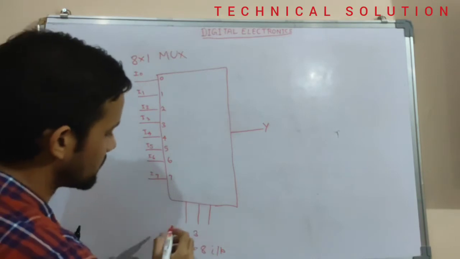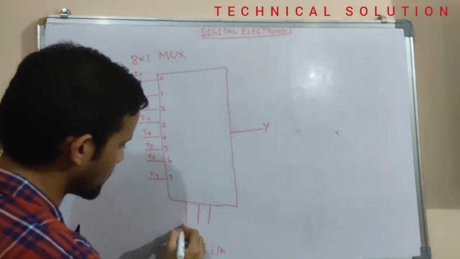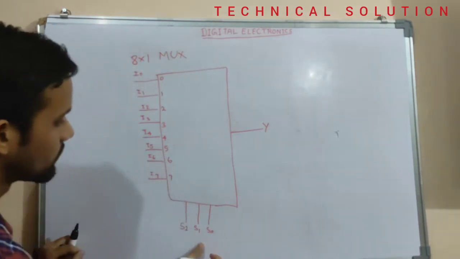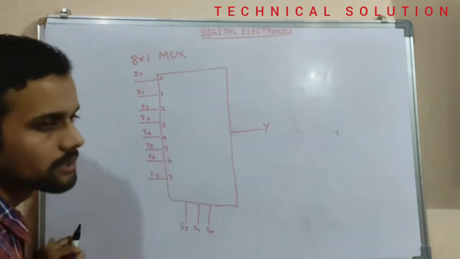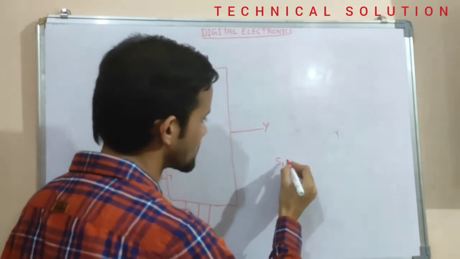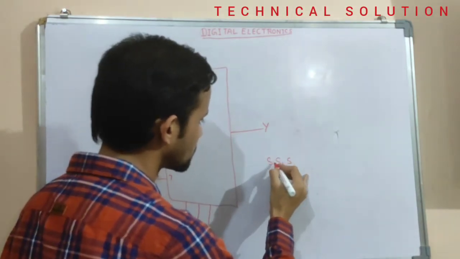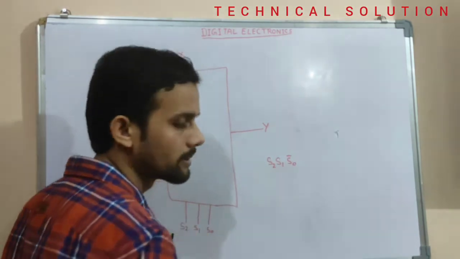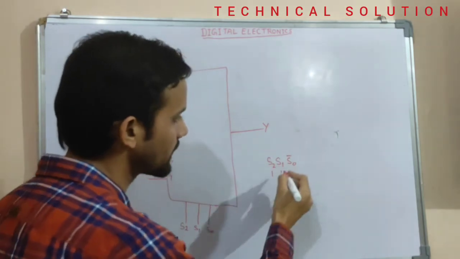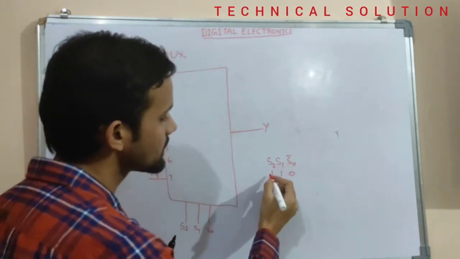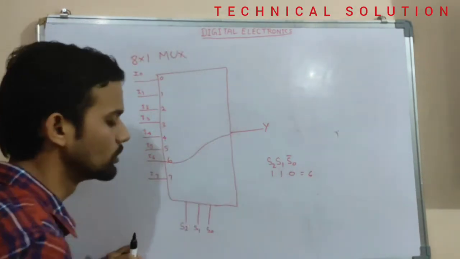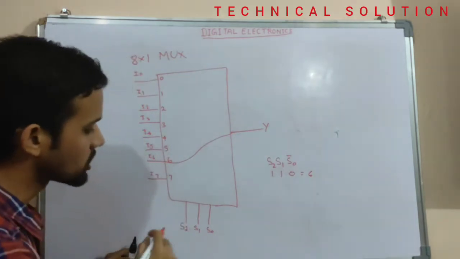Let us suppose the selection lines are named S2, S1, S0. Based on these selection lines only, the input is passed towards the output. Let us suppose the selection is S2, S1 and S0 bar. That means S2 represents 1, S1 represents 1 in binary, and S0 represents 0. That means it has a decimal value of 6, so I6 is passed towards the output. So there are a total of 8 possible combinations.